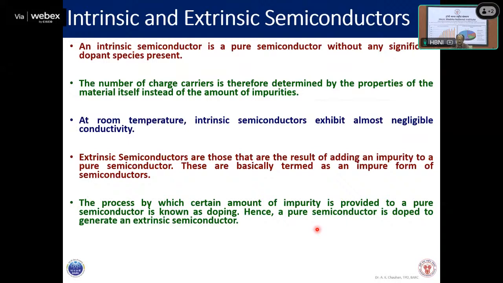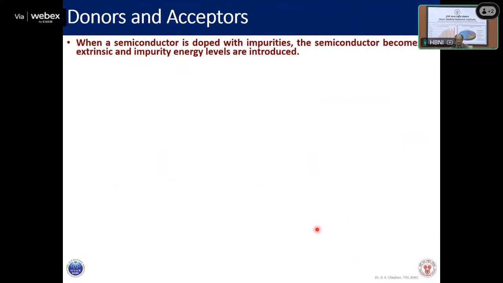The process by which a certain amount of impurity is provided to a pure semiconductor is known as doping. This impurity addition is called doping. Hence, a pure semiconductor is doped to generate an extrinsic semiconductor. Extrinsic semiconductors are of two types, N-type and P-type. This we will see.